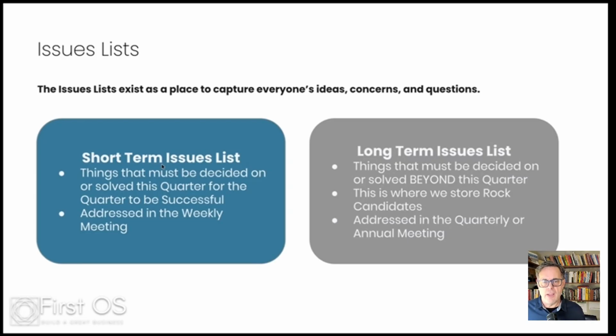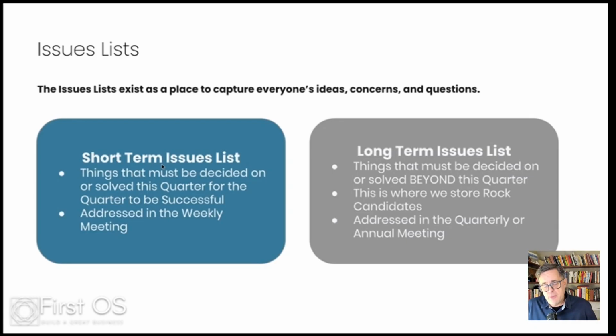Now, there are things that we're going to consider in the future that we're not thinking about right now. And sometimes we'll discover those things during the quarter, right? We'll be working on things and discover that, hey, I want to make sure eventually we talk about this. And that's a good thing to have in our long-term issues list. So the long-term issues list is a place where we're capturing all those things.